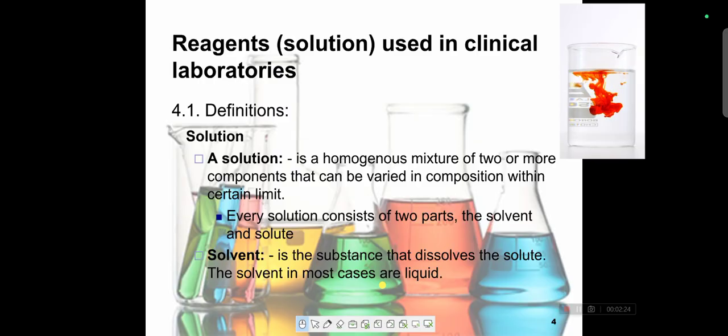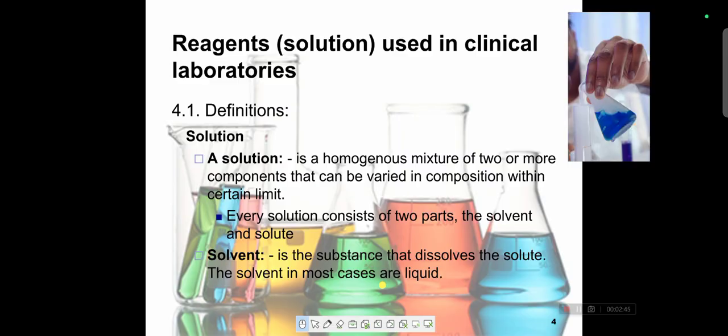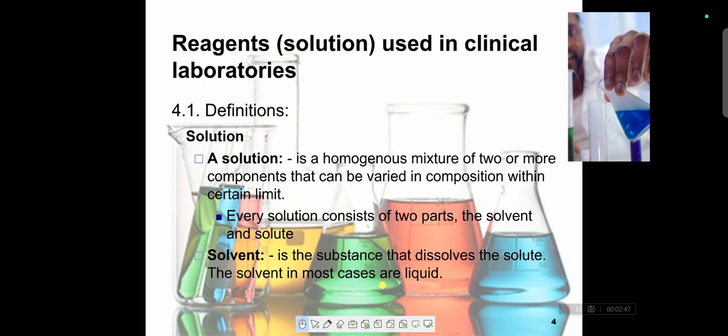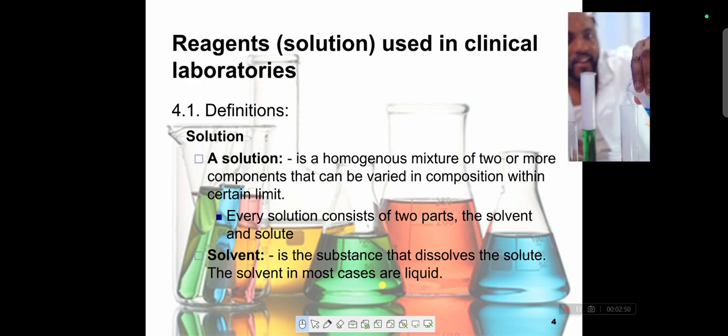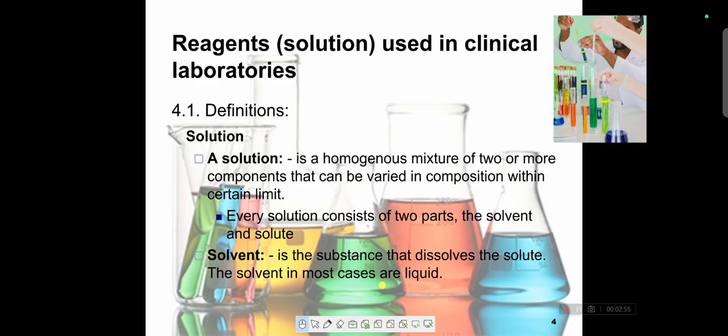What are these materials? First of all, talking about the solution. A solution is a homogeneous mixture of two or more components that can be varied in composition within certain limits, right? So we can say that a solution is a homogeneous mixture which is made up of two or more components whose composition can vary. It is not required that the composition should be the same. It can vary within a certain limit, right?